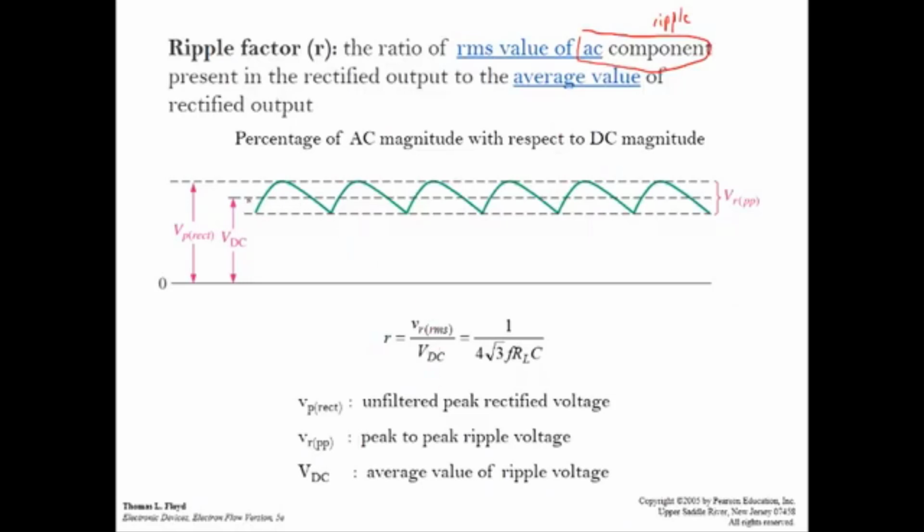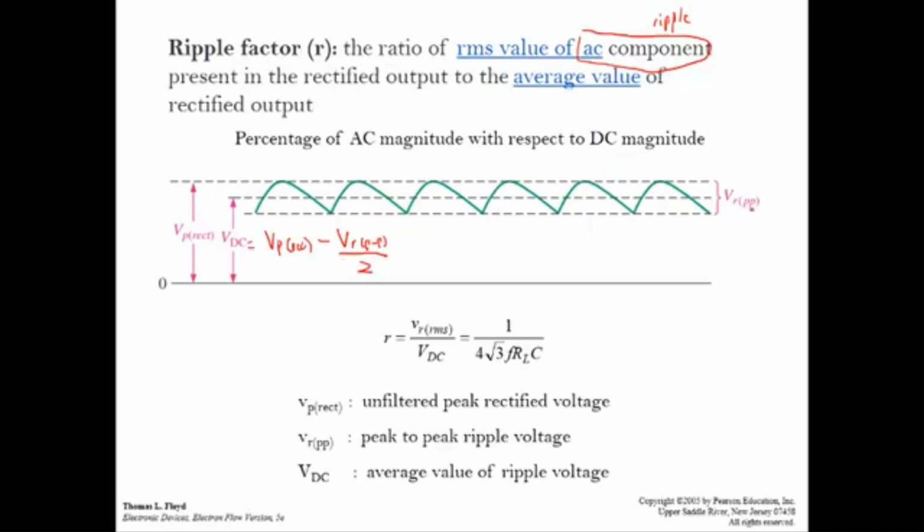So VDC, how do we define the VDC? VDC is actually the V peak. VDC is equal to the V peak of the rectifier minus half of V ripple peak to peak. So this is the definition of VDC.